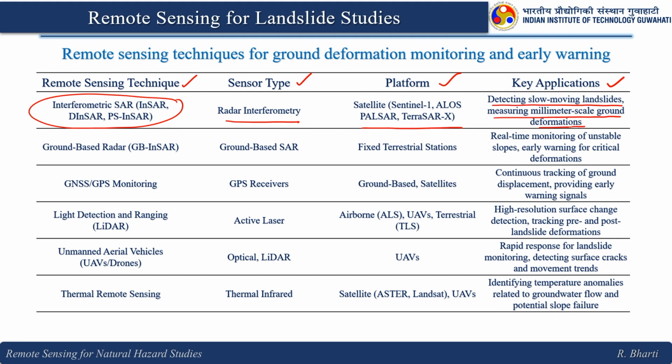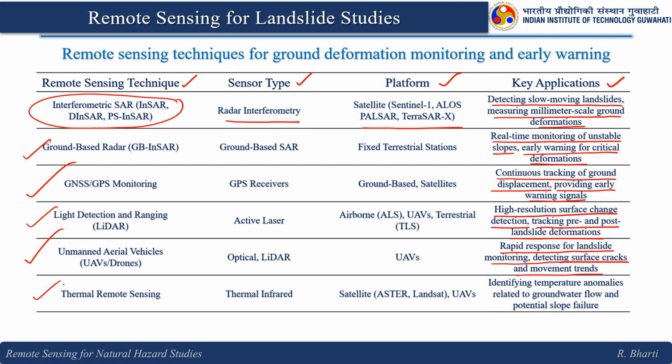scale ground deformation. When we talk about the GB-InSAR, it is real time monitoring of unstable slope, early warning for critical deformation. Then GNSS or GPS monitoring, continuous tracking of ground displacement, providing early warning system. Then light detection and ranging, this is LIDAR, high resolution surface change detection, tracking pre and post landslide deformation.